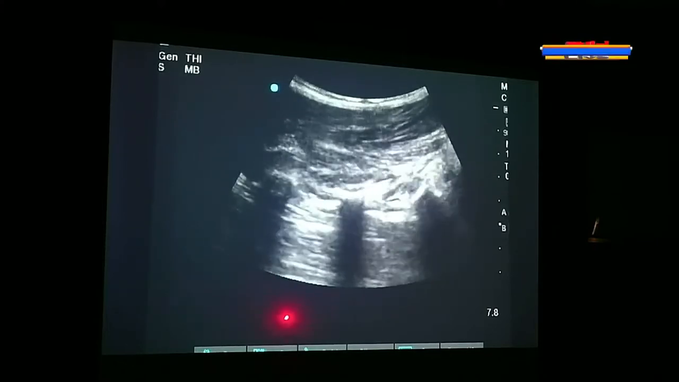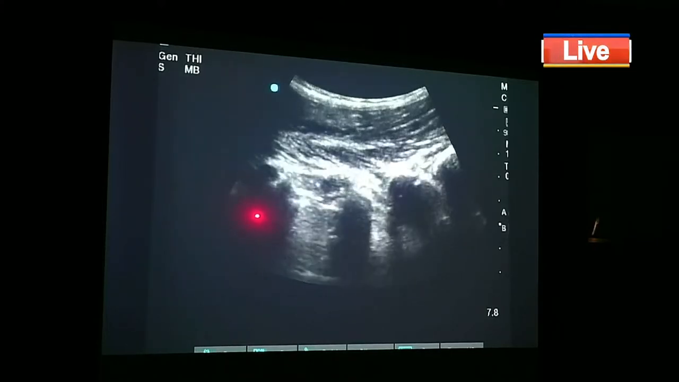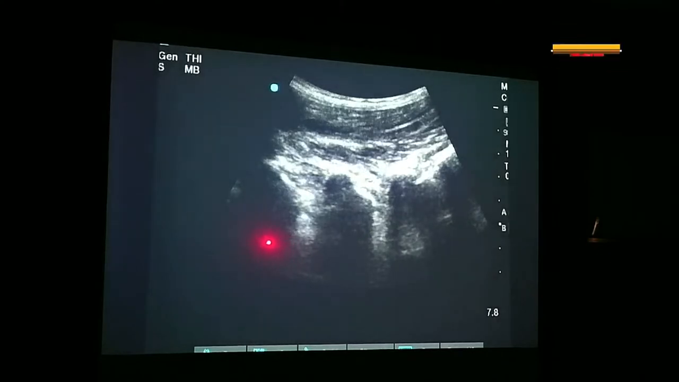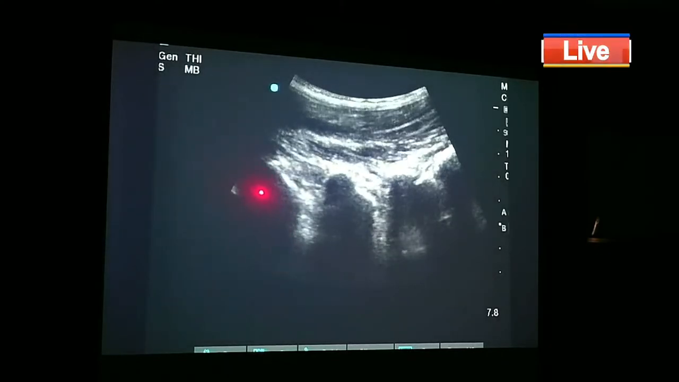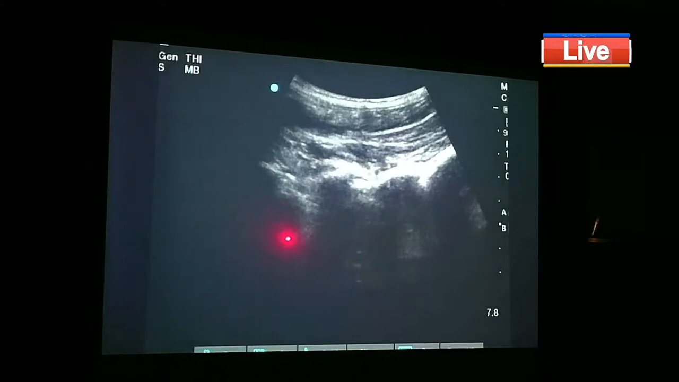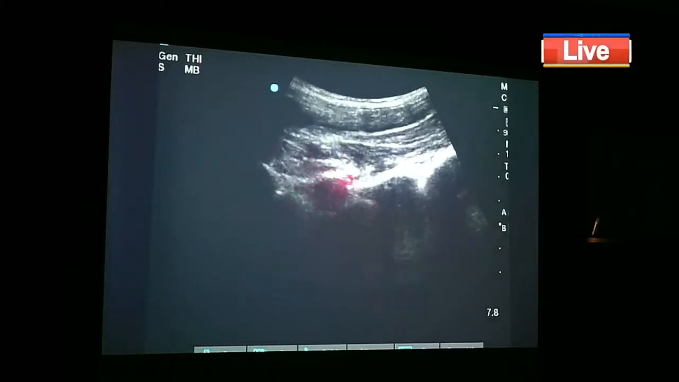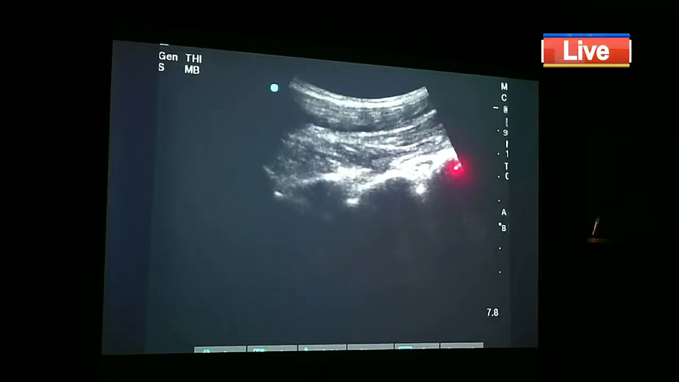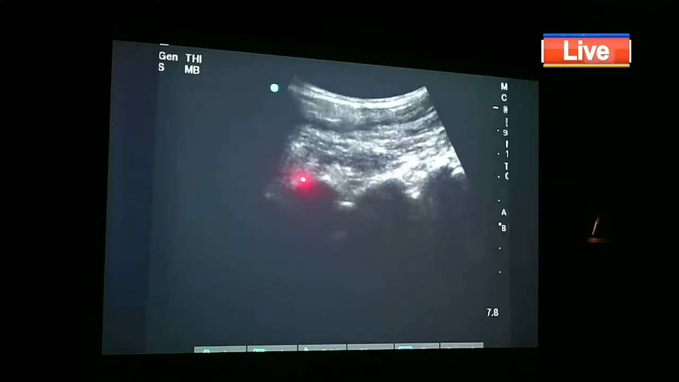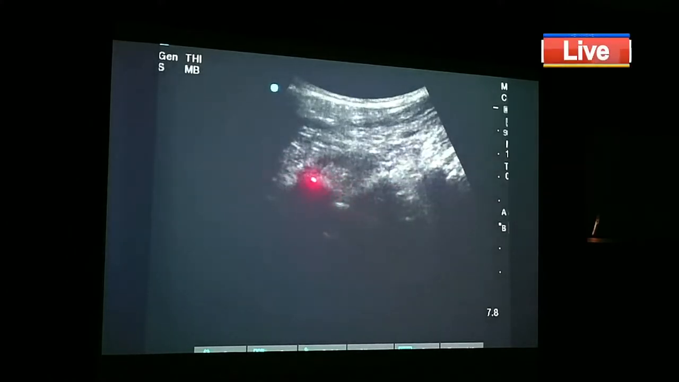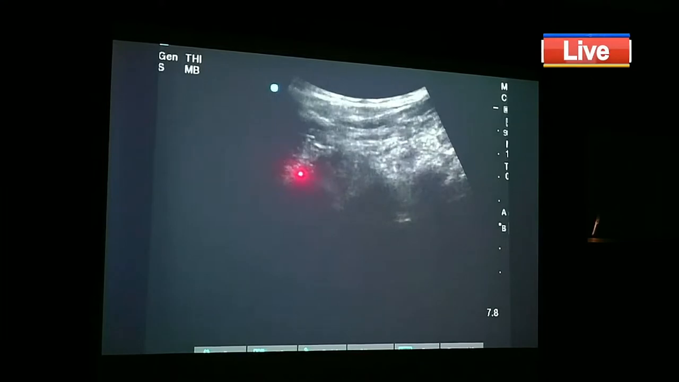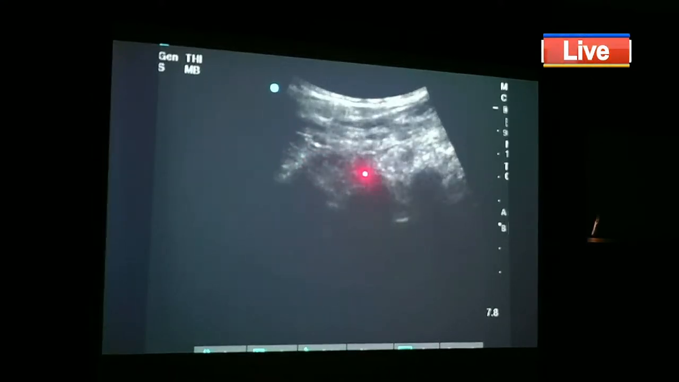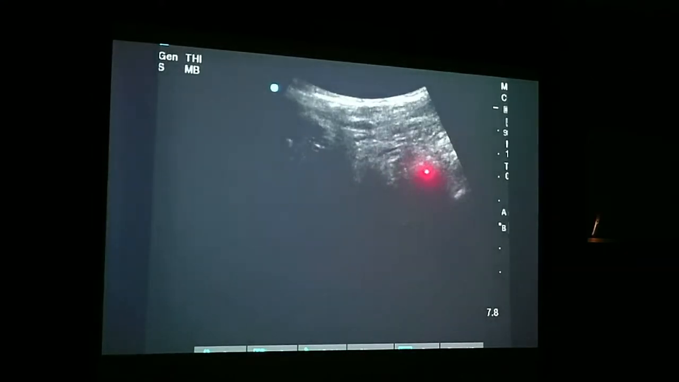Okay, so now we come closer. Now this becomes the facet view. We go further. This becomes lamina view. Now we go further inside. And you see these laminas will disappear. Now slowly they are going up. Can you see? They're going up. So as you go further inside, they will become the spinous processes.